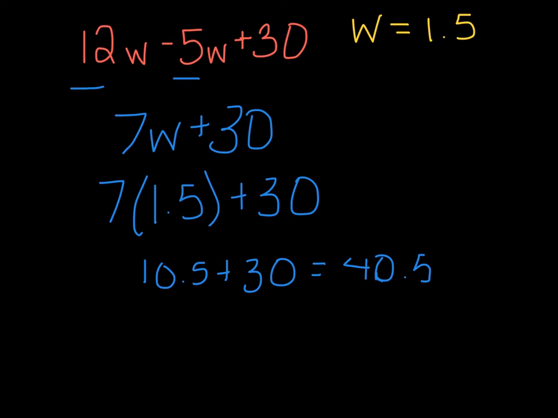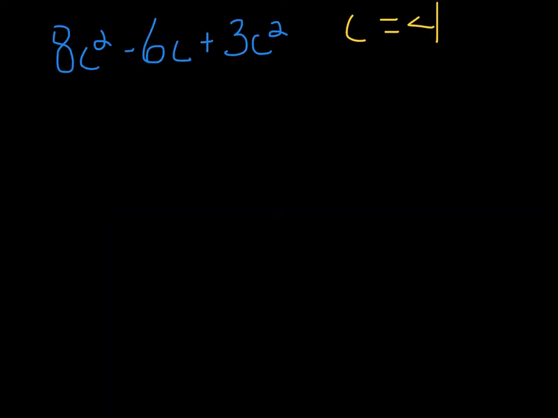So let's look at another example. Okay, our example is 8c squared minus 6c plus 3c squared. So our first step will be to combine like terms. If I look here, this is a c, that's a c, and that's a c. But remember, they all have to be exactly the same. This is c squared, this is just c, and this is c squared. We can't combine this one with the other two because it's not squared.